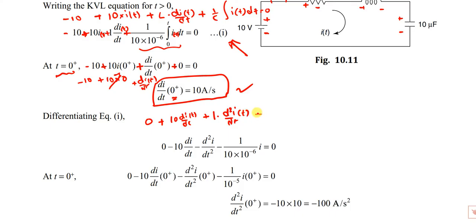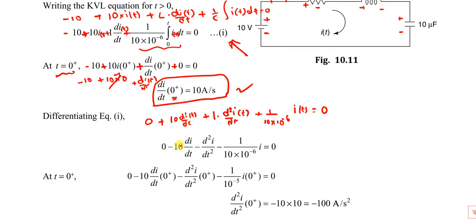And now 1 by c. Differentiation of integration will get cancelled, so we are left with 1 by c, which is 1 by 10 micro. Micro is 10 power minus 6. Differentiation and integration get cancelled, and you will get only I of t, and the total is equal to 0.